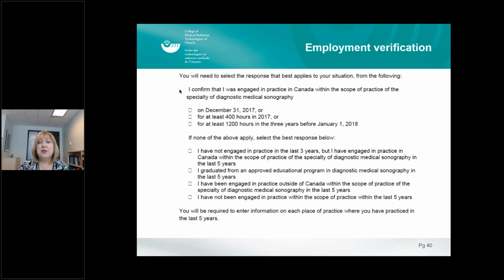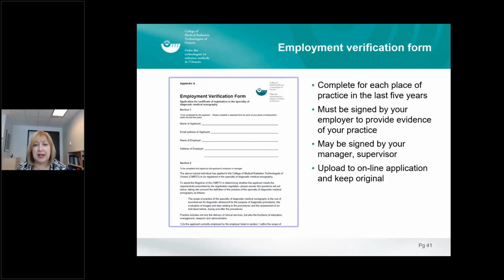Employment verification is going to be the first section that you're going to complete. And so we're looking for evidence that you were engaged in the scope of practice on December 31st, 2017, or for at least 400 hours, or for at least 1,200 hours. And then if none of those apply, you just indicate such, and then we'll be looking for your education and approved examination. So you can see how the form really kind of guides you through the process. So we get all the information we need.